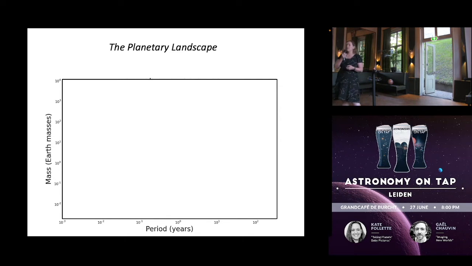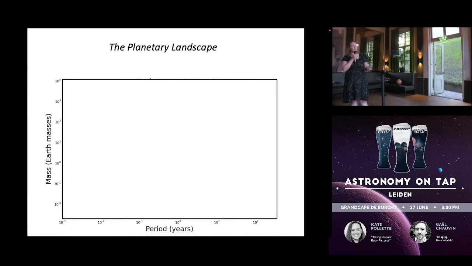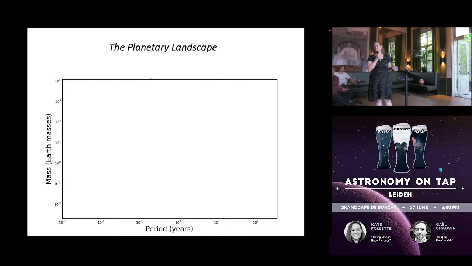So obviously I haven't put any data on here yet, but this is going to be the planetary landscape. It's what we call a log-log plot, and I'll tell you in a few minutes why logarithmic scales are necessary in this case. Along the bottom here, you have the period of the planet's orbit in years. On a log scale, every big tick here is a power of 10, so a multiple of 10. So 10 to the 0 means 1 year, right here, 10 years, 100 years, fractions of a year.